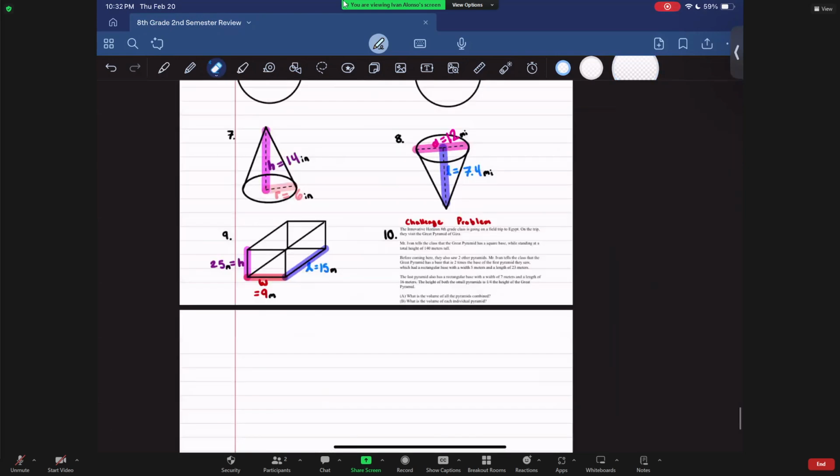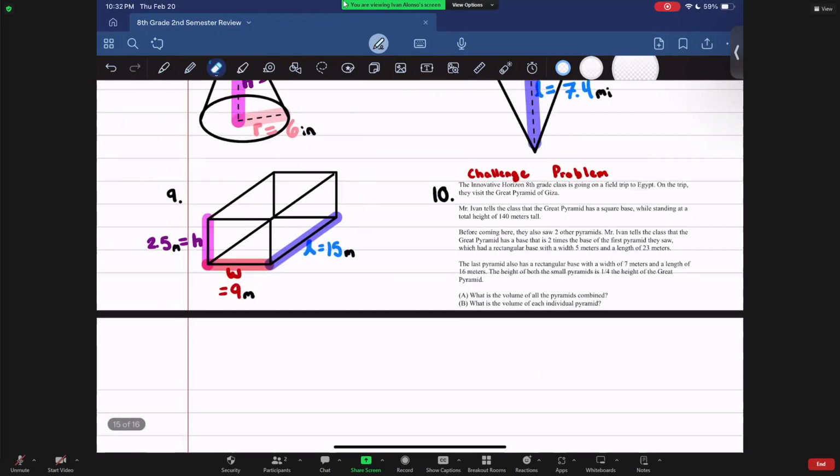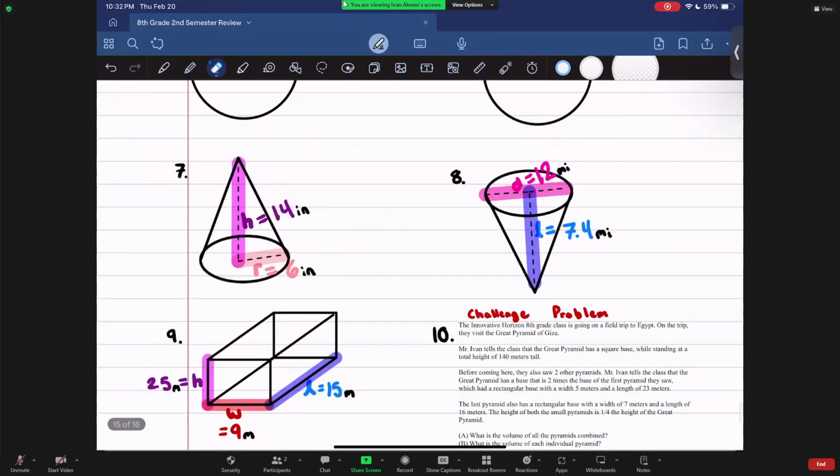This 10th problem is an entirely separate video because this problem is very long. All right, so if you're looking for that one, it'll be a different area.